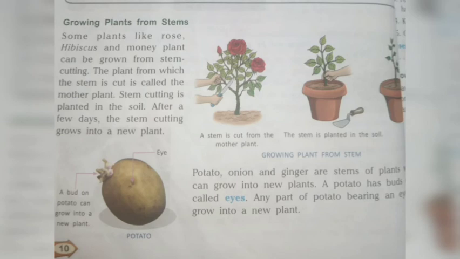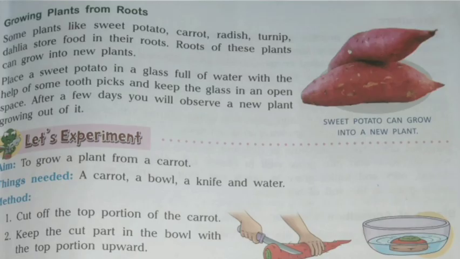Potato, onion and ginger are stems of plants which can grow into a new plant. A potato has buds on it called eyes. Any part of a potato bearing an eye can grow into a new plant. It means potato, onion and ginger are stems, so we can grow new plants from them by sowing them in soil.